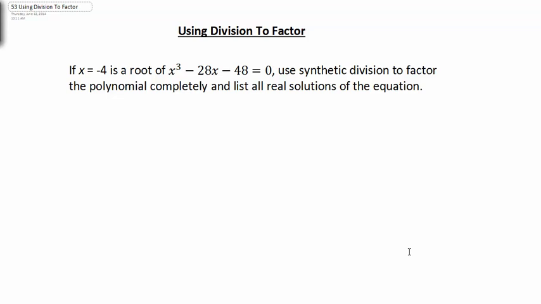In this video, I'm going to demonstrate how we can use division to help us factor. I'm going to be using synthetic division throughout this, but if you don't really care for synthetic division, you can always use long division.